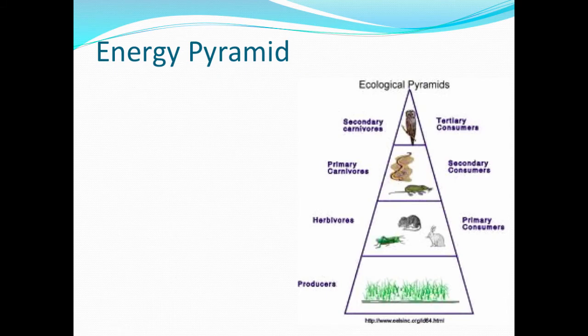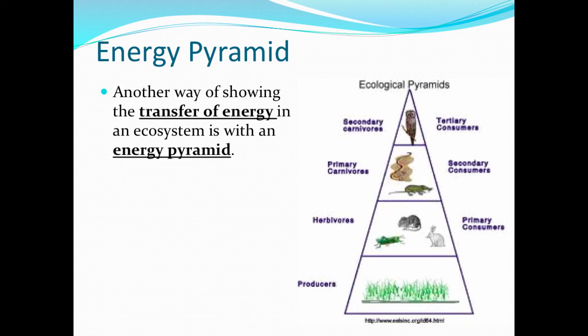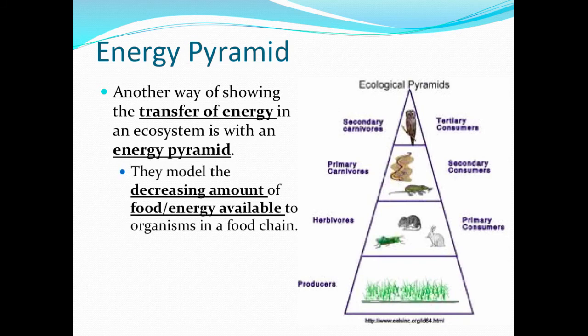So let's talk about an energy pyramid. Another way to show the transfer of energy in an ecosystem is with an energy pyramid. And Monday, when you come to class, we're going to make an energy pyramid. They model the decreasing amount of food or energy available in a food chain. So the reason why we choose a pyramid is because it's always bigger at the bottom. And producers are always going to go at the bottom of the pyramid because that is where all the energy starts. They are the ones that make their own food using the sun. And as you go up, notice that it gets smaller because the amount of energy that is transferred on is smaller. So a tertiary consumer is going to have to eat a lot more organisms to obtain the same amount of energy as a primary consumer eating a plant, because the energy decreases with every trophic level.